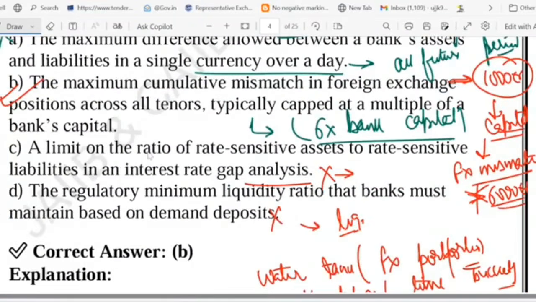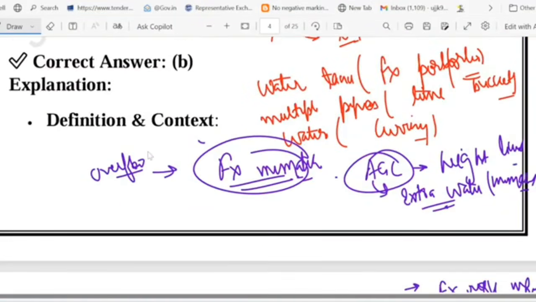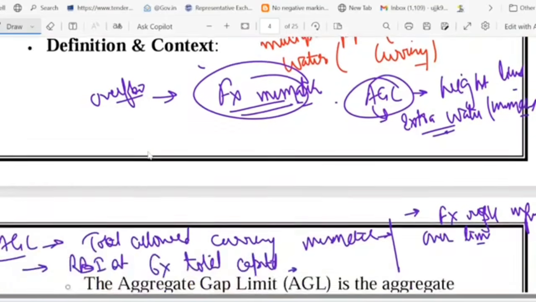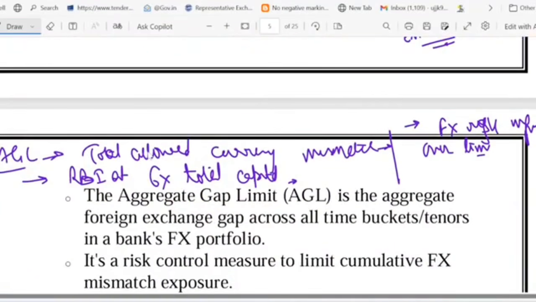Then we talk about AGL, aggregate gap limit. What does AGL show? AGL shows the total allowed currency mismatch. And RBI fixed the AGL at 6 times the total capital. It helps in foreign exchange risk management over time. So remember, total allowed currency mismatch.